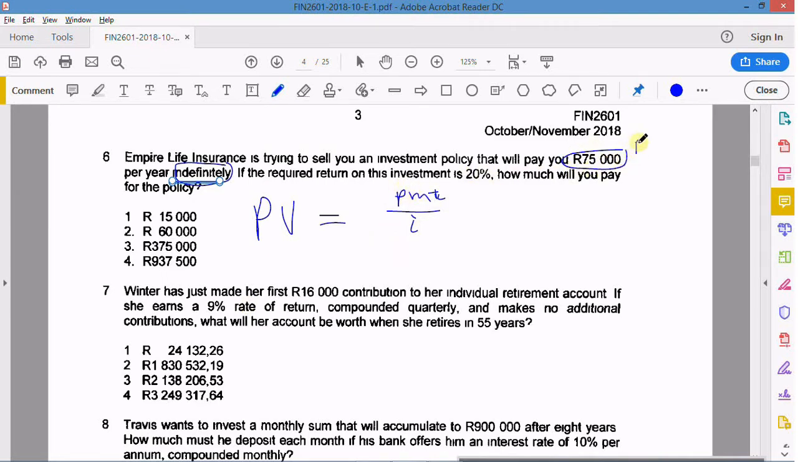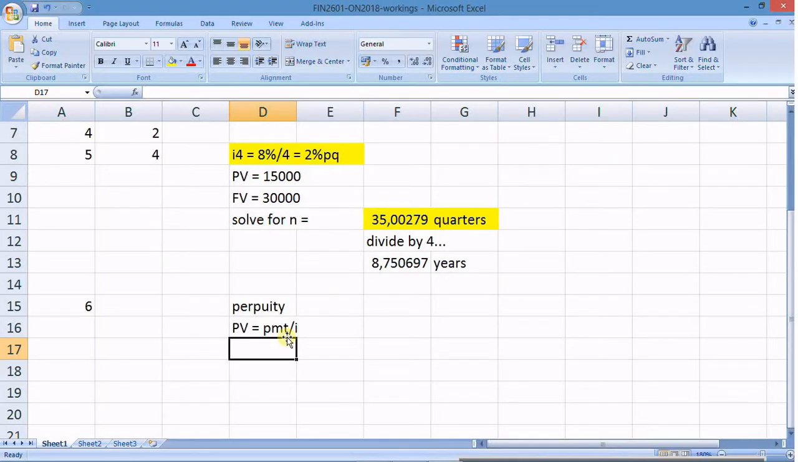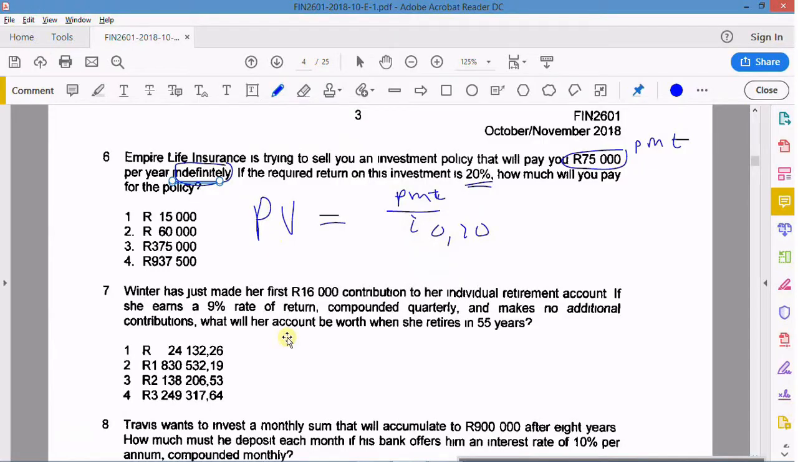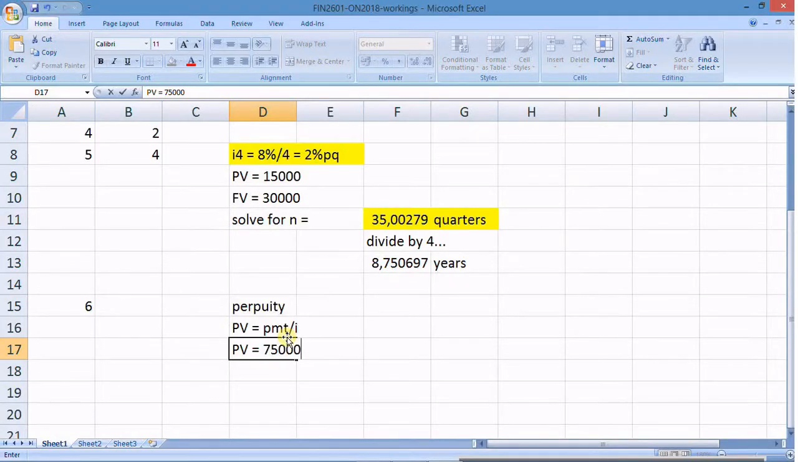This is the PMT. Required return on the investment, 20%. So the I is 0.20. How much will you pay for the policy? That's the PV. There's no FV here. So what is the amount now? 75 divided by 0.20 equals. You can type that into your calculator.